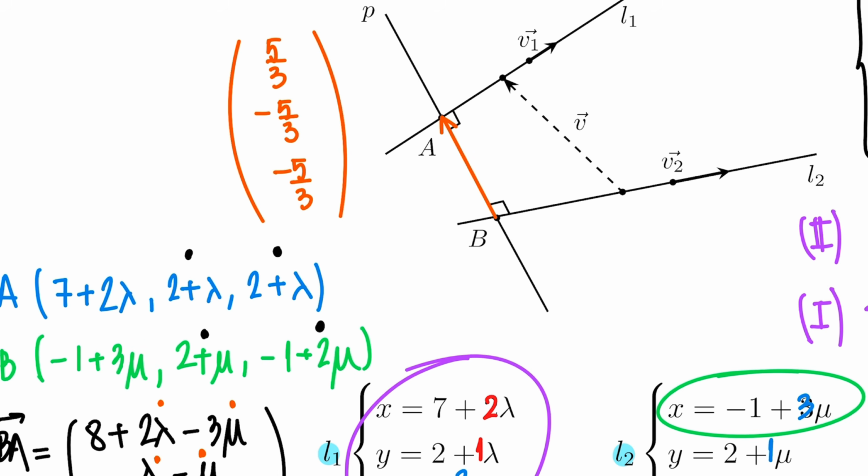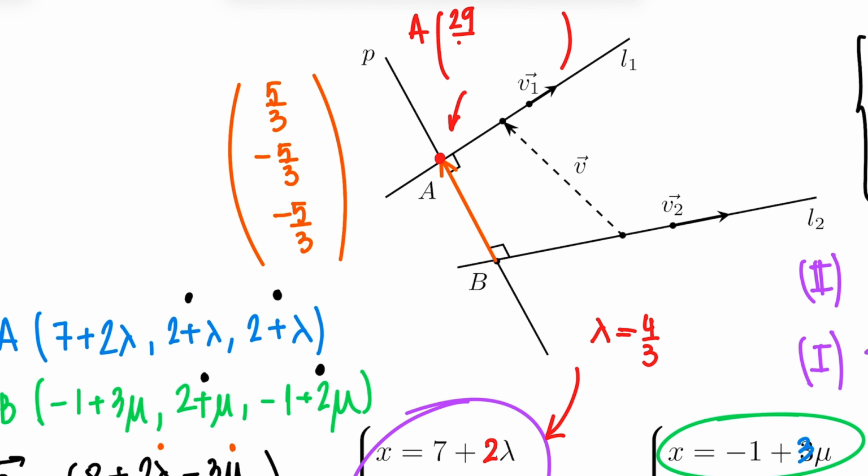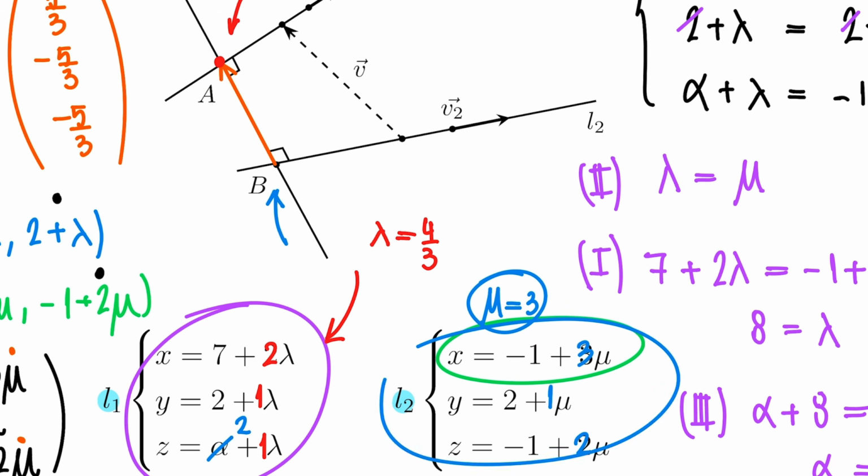What we do need to find, however, are the points A and B. We can find point A by replacing our lambda, which is equal to 4 over 3, into these equations. So we get 29 over 3, 10 over 3, and 10 over 3 as the z coordinate. Now for B, we just need to replace mu equal to 3, the mu that we found, into these equations. So we get negative 1 plus 9, which is 8. So these are the coordinates of B: 8, 5, 5.